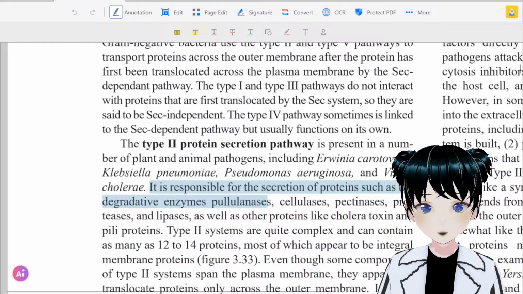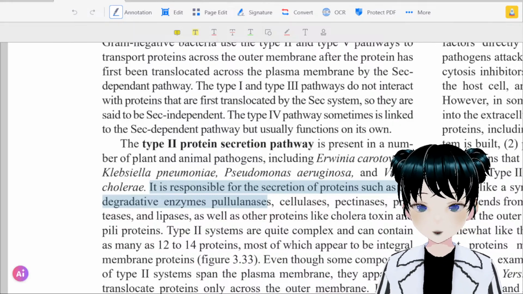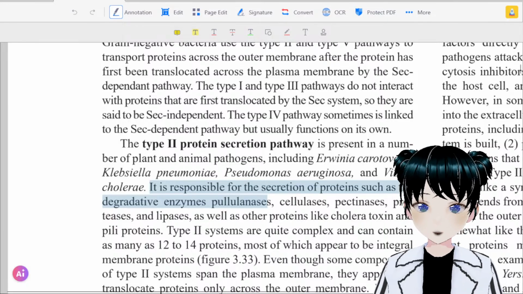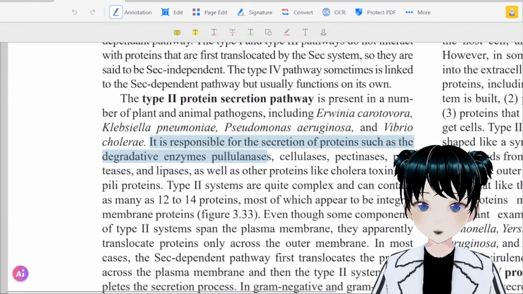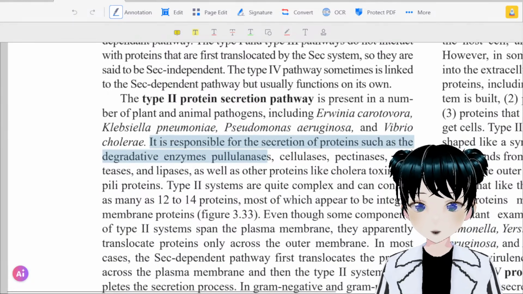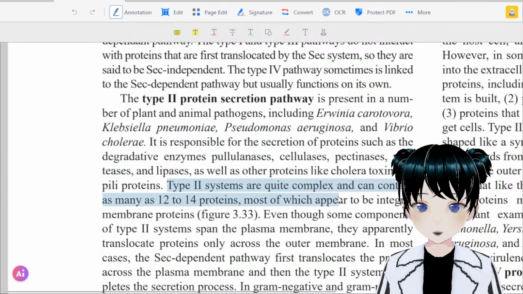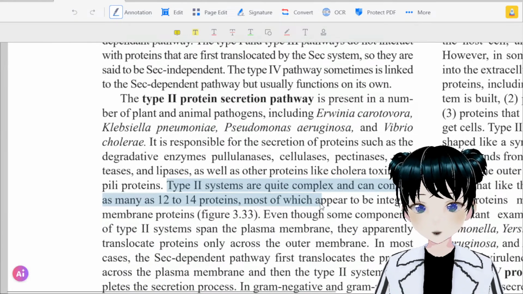So let's continue. Cellulase, pectinase, protease, and lipases. It is responsible for secretion. Means that they are secreting the proteins that are dangerous for the host cells. Of course, not for themselves because they are already secreting them. Now, type 2 systems are quite complex and contain as many as 12 to 14 proteins.